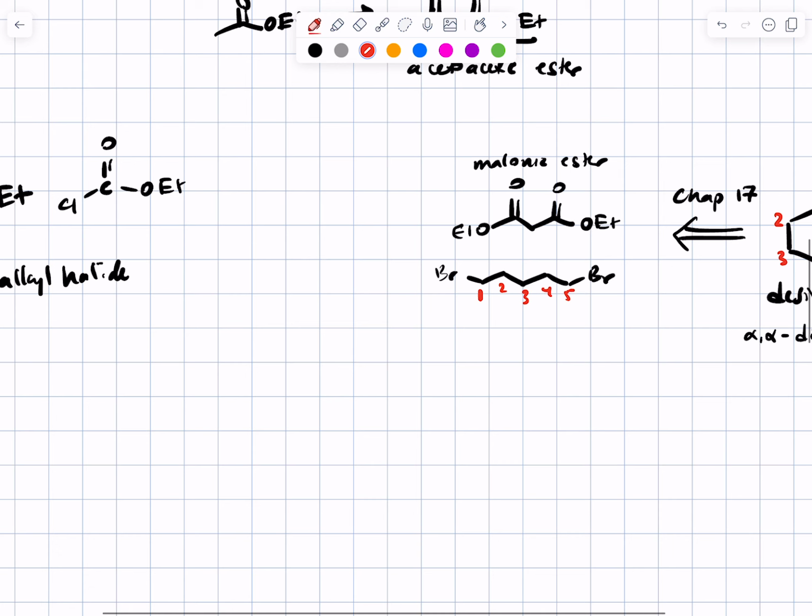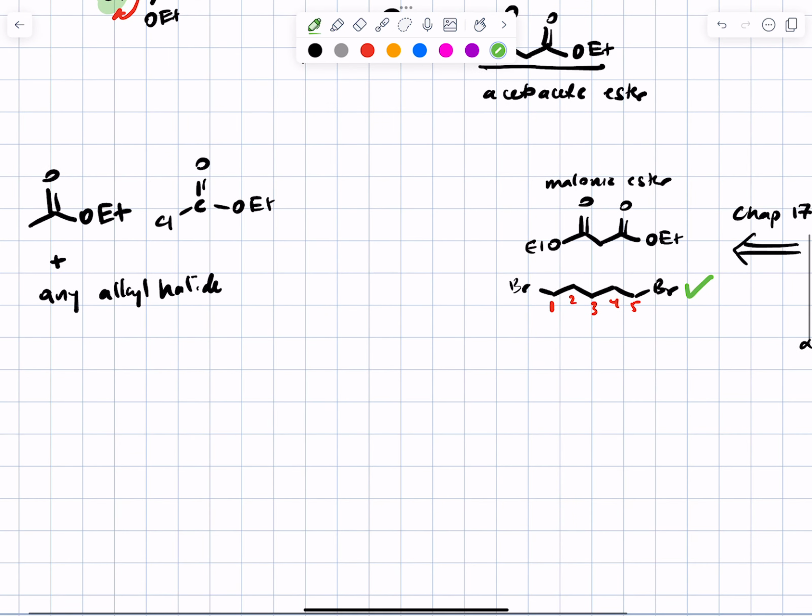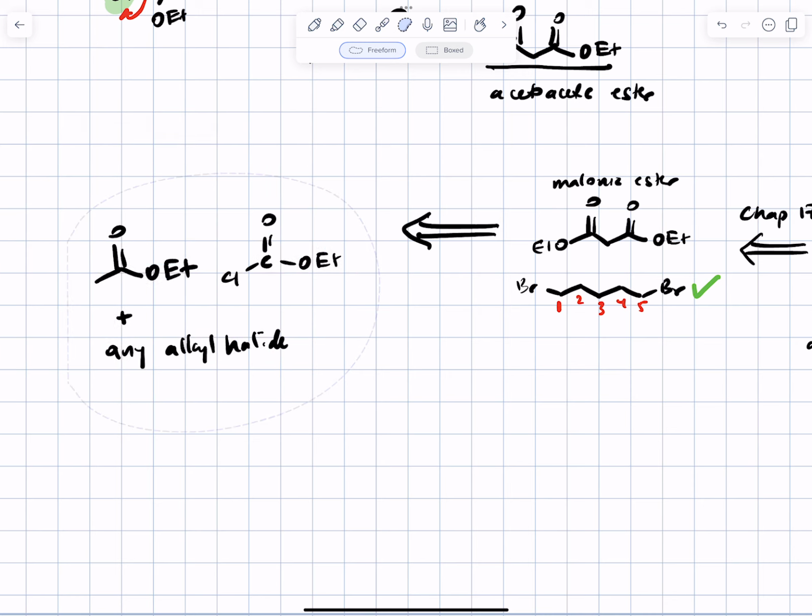Okay, so in terms of our synthetic plan, we can check off this alkyl halide, which is allowed, but I wasn't allowed to use malonic ester, so how do I get it? Can I get it from these two starting materials? The answer is yes, I just showed you how.